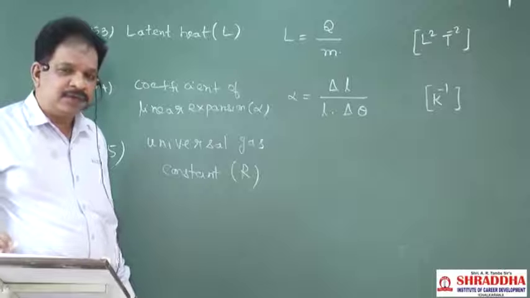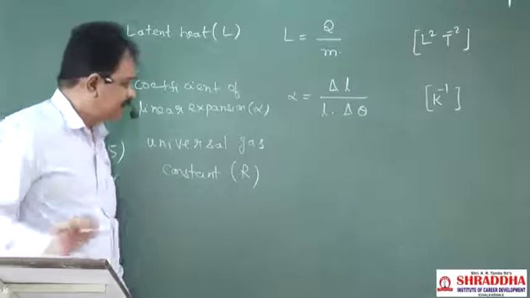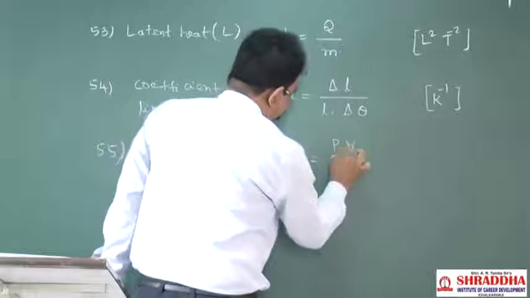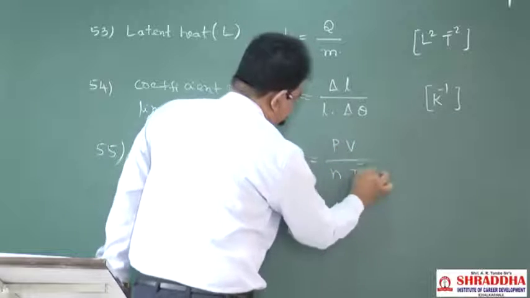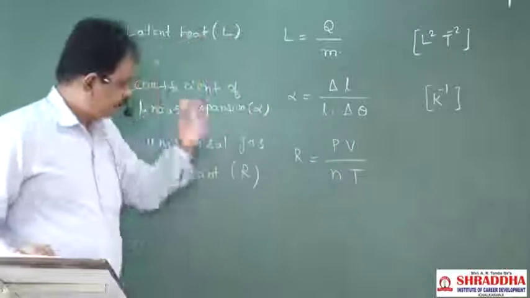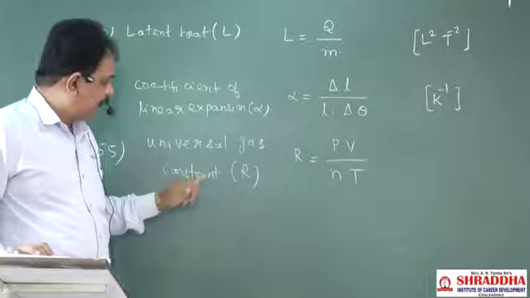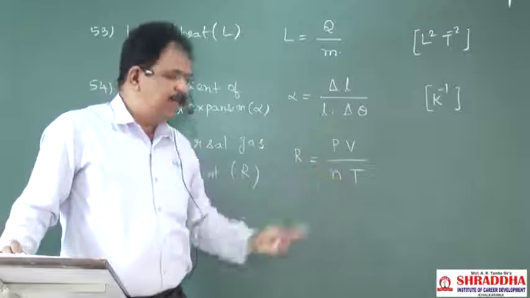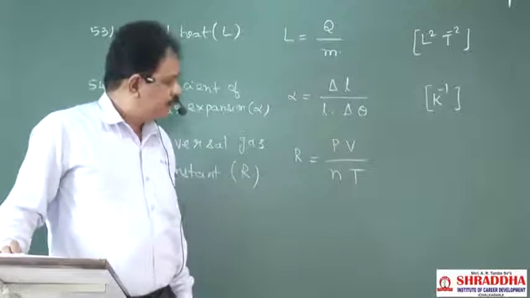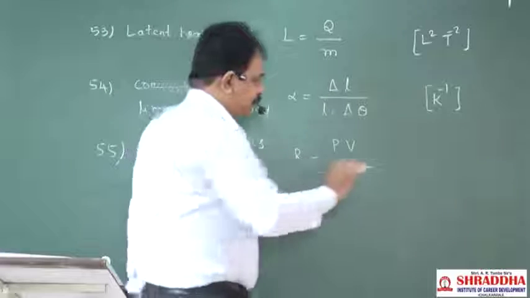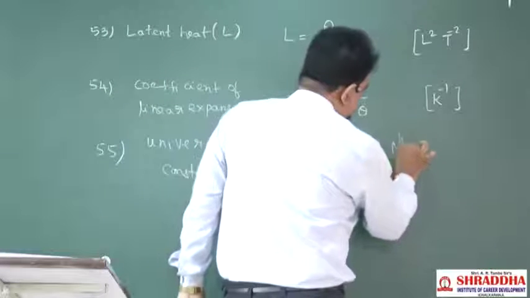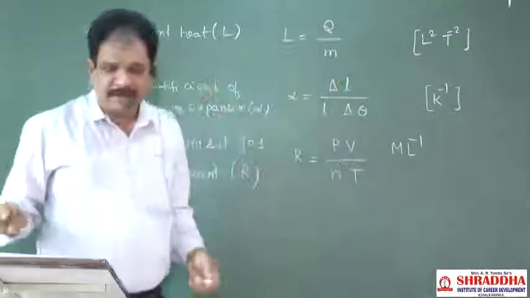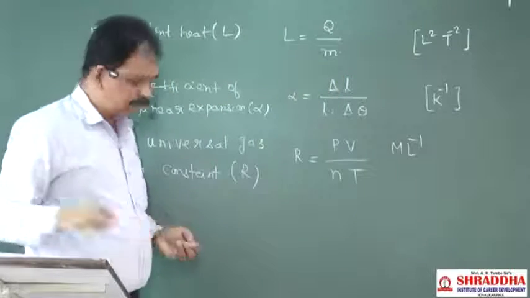PV is equal to nRT, that formula is there. From that, R is equal to PV by nT. Universal gas constant R is equal to PV by nT. So here pressure is force by area. What is the dimensional formula for this?